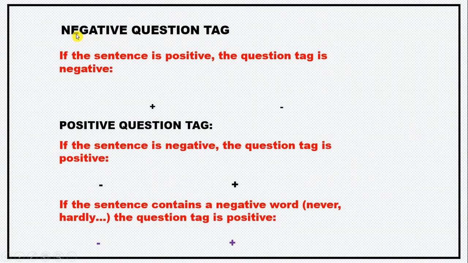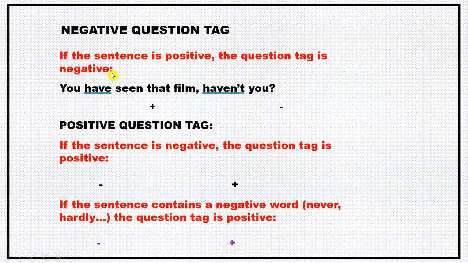Negative question tag, first type. If the statement is positive, the question tag is negative. As you can see in the example, you have seen that film, haven't you? You have seen that film, that is the positive statement. Once the statement is positive, its question tag is always negative. The underlined verb is have, its negative is haven't, haven't you? So positive statement, negative question tag.